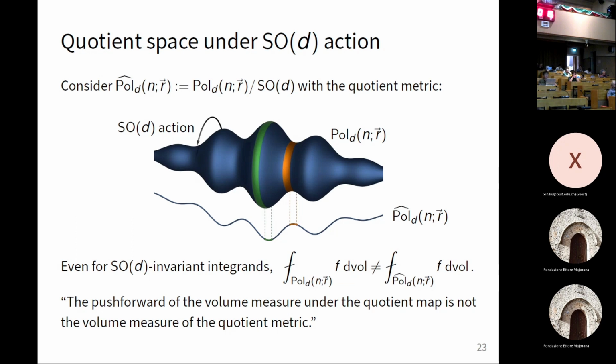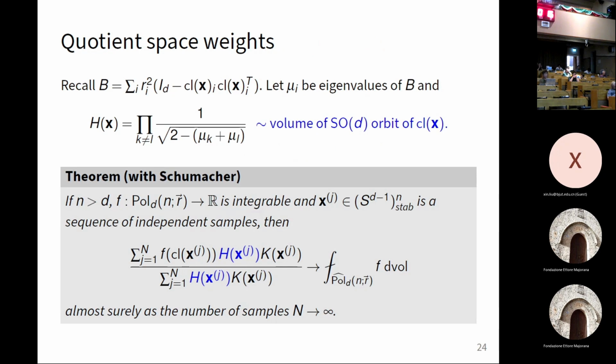And that means I'm going to need an additional set of weights if I want to integrate in the quotient space. What are these weights? They're basically the volumes of the SO(D) orbits. You can do this, and you get, again, this mysterious B matrix, which scales with the square of the masses, and tells you something about the volume of the orbit of the point cloud. So again, I feel like this is some representation theory thing that I just don't happen to know.